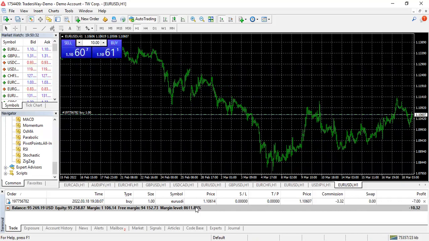And before I know it, if I did not close the trade, they can automatically stop me out and close all my trades. So you have to understand what margin level is, the margin, free margin, margin itself, equity and balance.